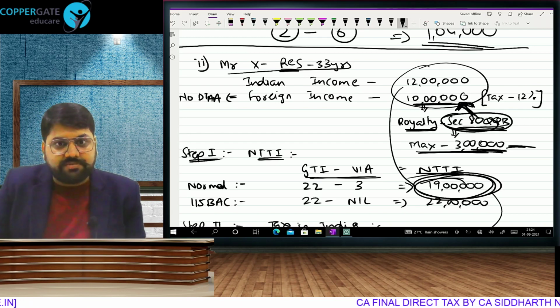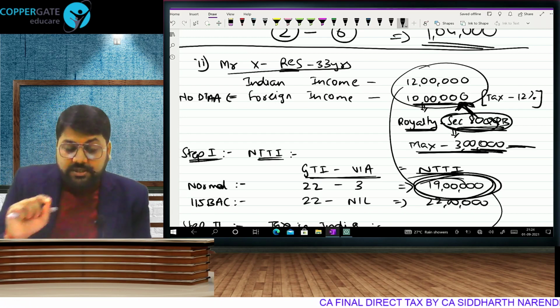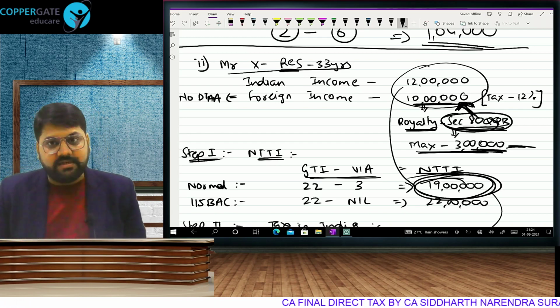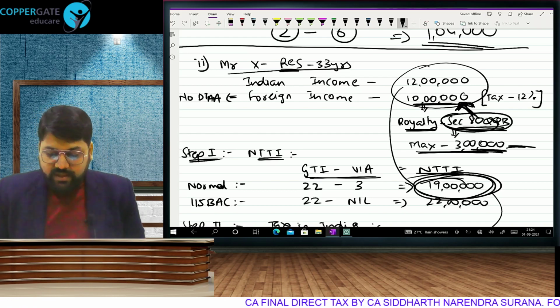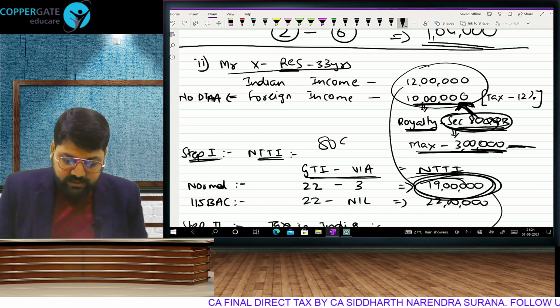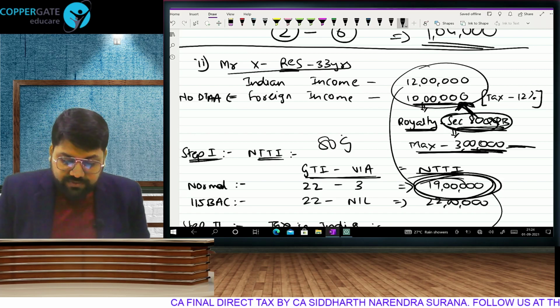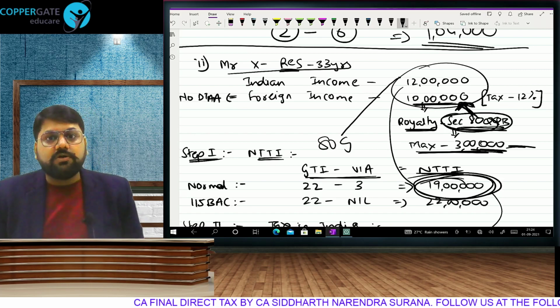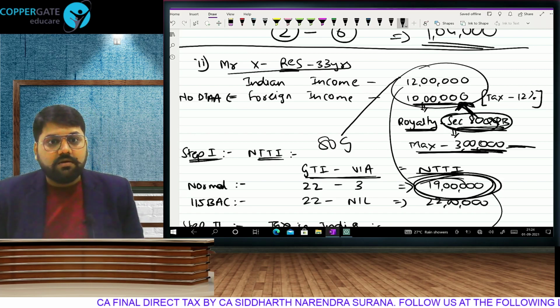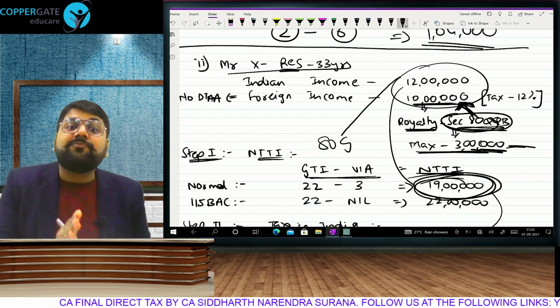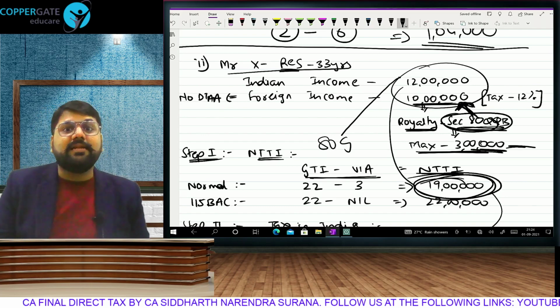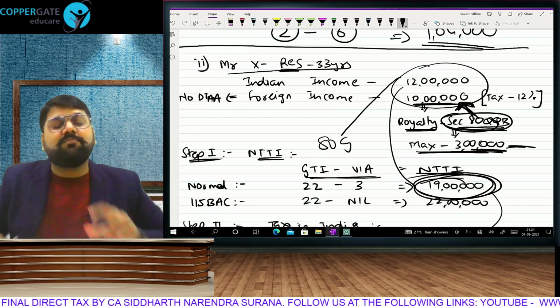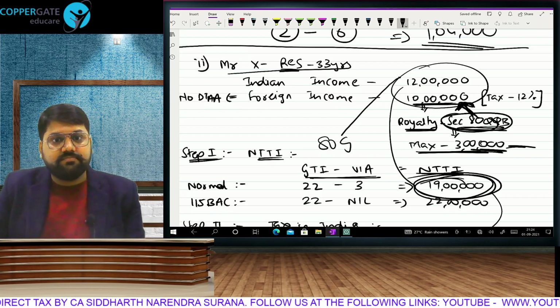Do you understand what I am saying? In such a case, you know what ICAI has done in its suggested answer? They have assumed, supposedly this was 80G, that this deduction is taken against 12 lakh. And thus, the entire foreign income of 10 lakh will be eligible for relief, whether old regime or new regime. Full amount will be eligible.